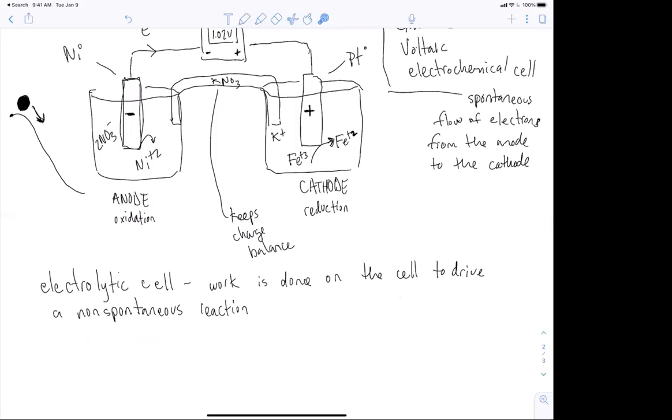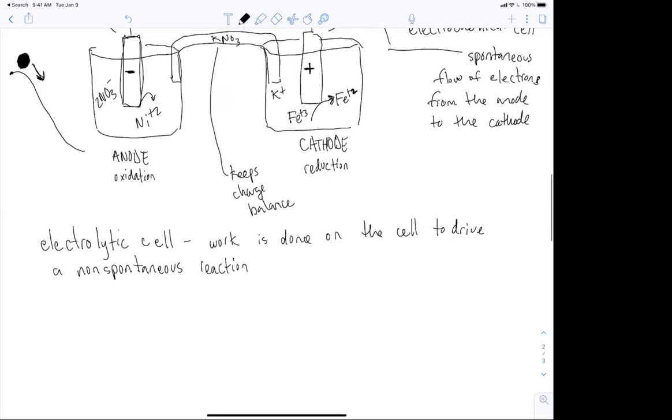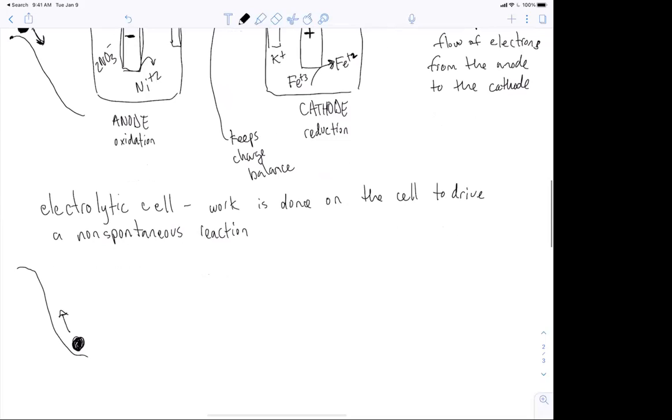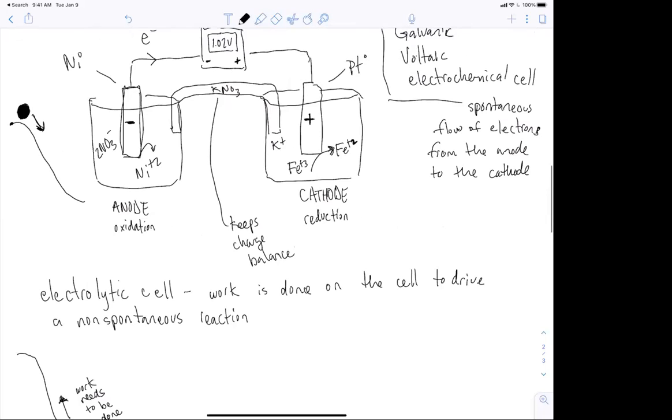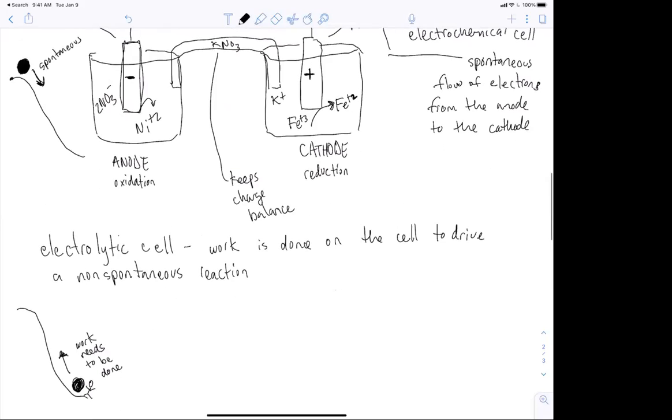In an electrolytic cell, you have the opposite situation. If I just put the ball at the bottom of the hill and leave it there, it's not going to spontaneously go up the hill, right? We have to do something to move it up. Somebody has to get here and push it up the hill. And so that's really the difference between an electrolytic cell and a galvanic cell.